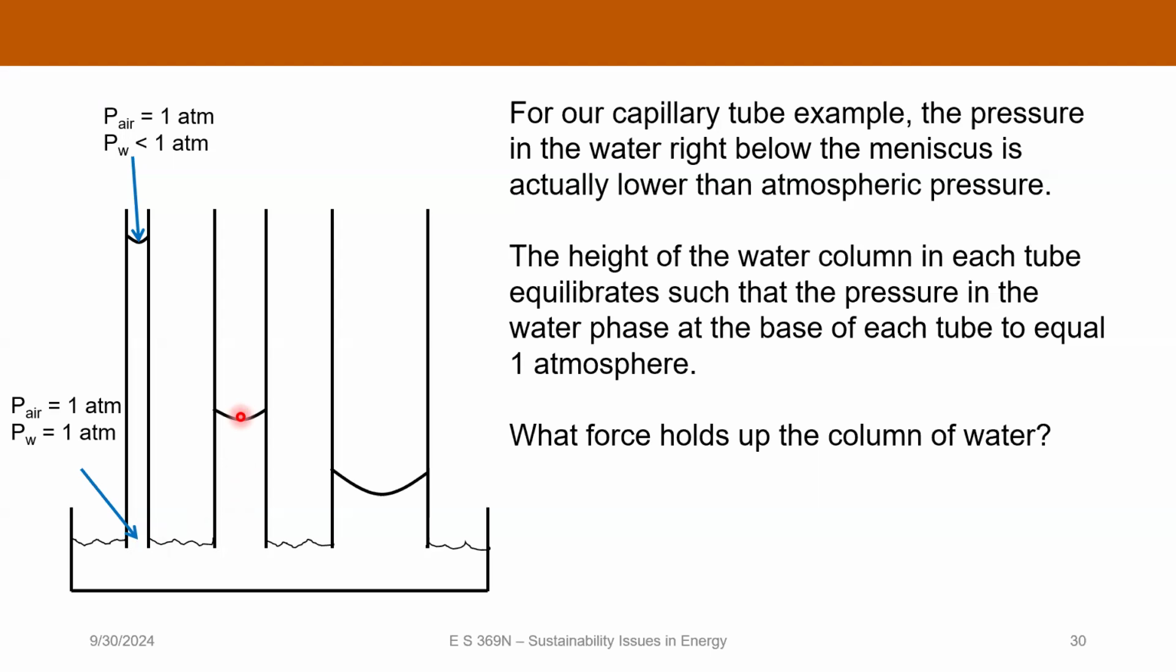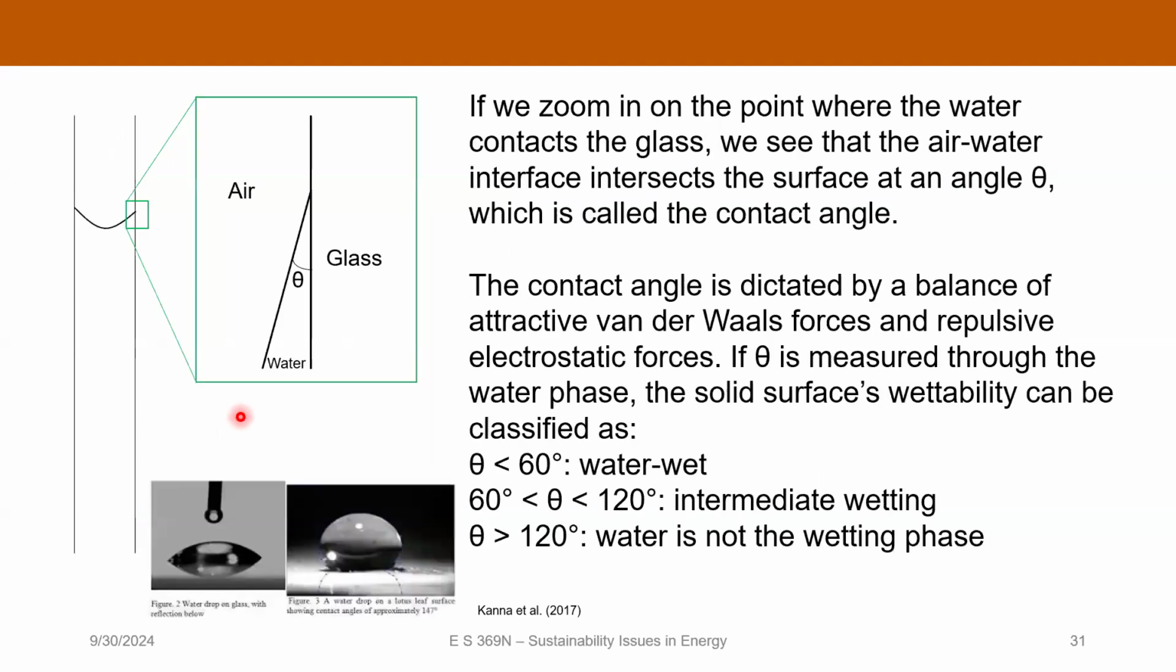So that's the other part of what we're talking about here, which is the wettability component. If I zoom in to this contact line here where it intersects the glass, you can see that it intersects it with an angle, and we call that the contact angle. The closer that contact angle is to 0, the more wetting the water is on that surface. Generally, we say if it's less than 60 degrees, then we call that a water wet surface. If it's greater than 120 degrees, we say it's not a water wet surface. It's wetting to some other fluid. And we can have intermediate wetting where it's somewhere in between those.